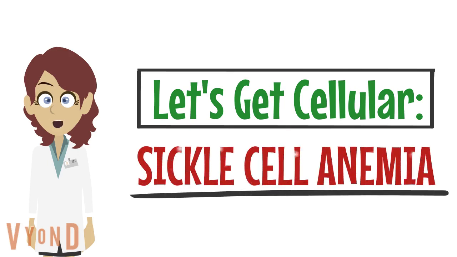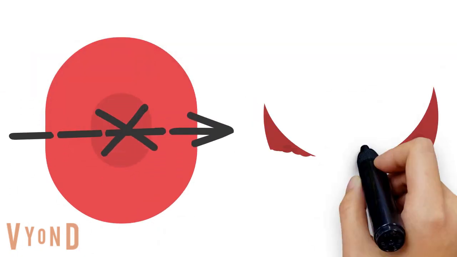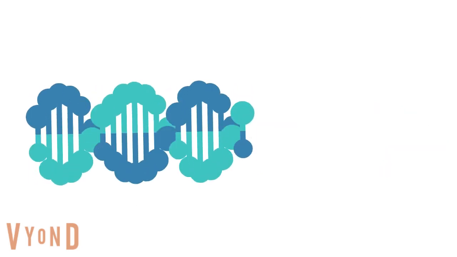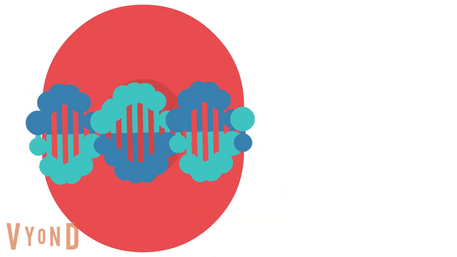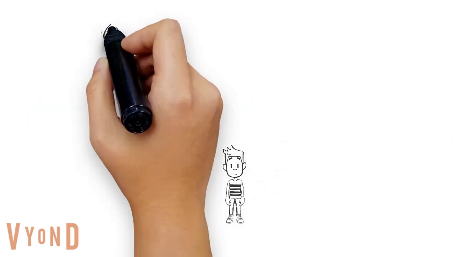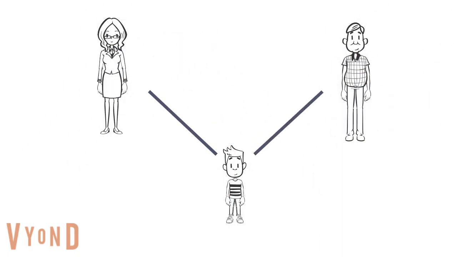Let's get cellular with sickle cell anemia. Sickle cell anemia is an inherited blood disorder in which red blood cells are deformed and rapidly destroyed. It is caused by a mutation in the DNA that makes hemoglobin, which is the protein in red blood cells that is required to carry oxygen throughout the body. This is an autosomal recessive disorder, which means that you need one mutated copy of the hemoglobin gene from your mother and one from your father in order to inherit sickle cell anemia.